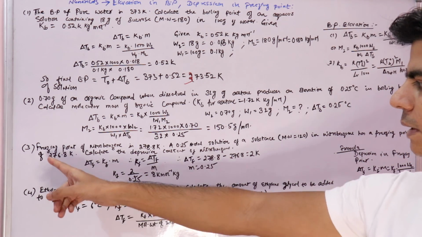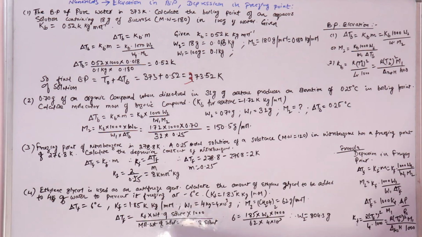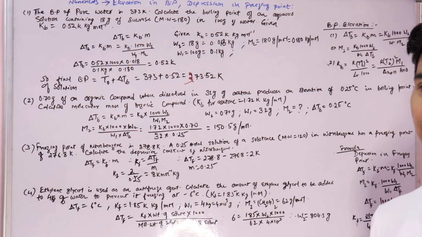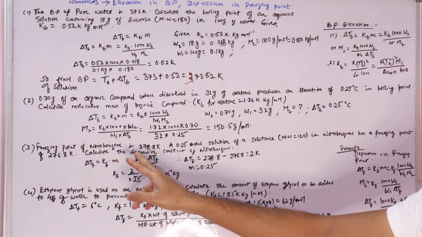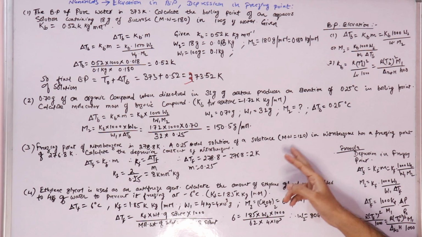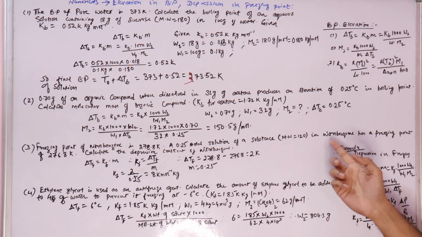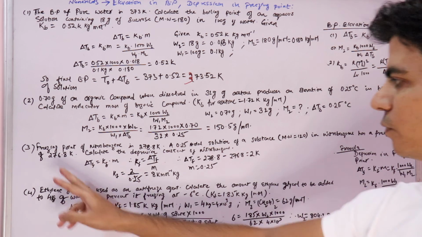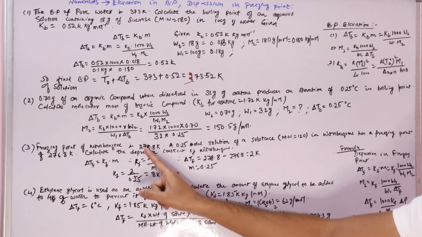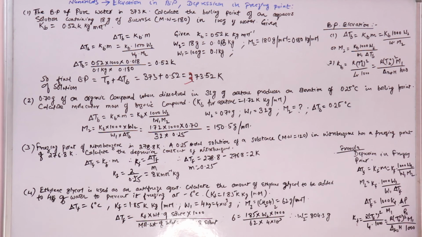Other is the freezing point of nitrobenzene. Now these two numericals are on depression in freezing point. The freezing point of nitrobenzene is 278.8 kelvins, and a 0.25 molar solution of a substance in nitrobenzene has a freezing point of this much. Calculate the depression constant of freezing point, that is, it's asking us to calculate the value of Kf.